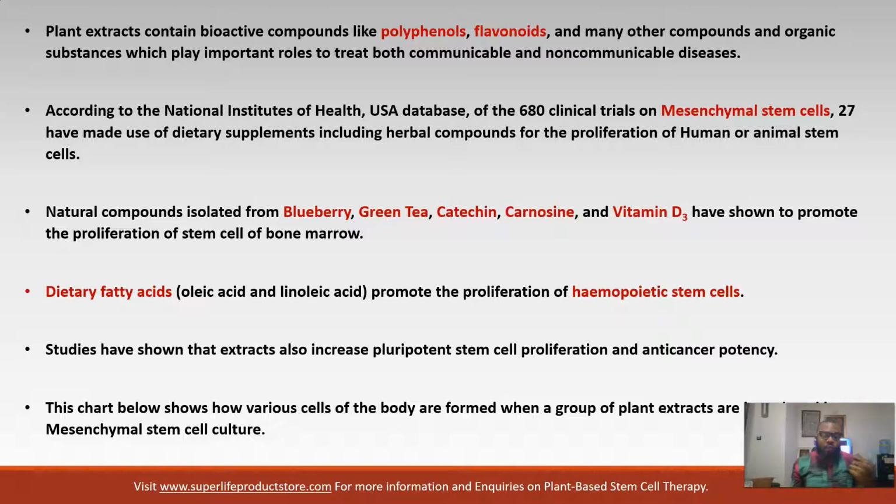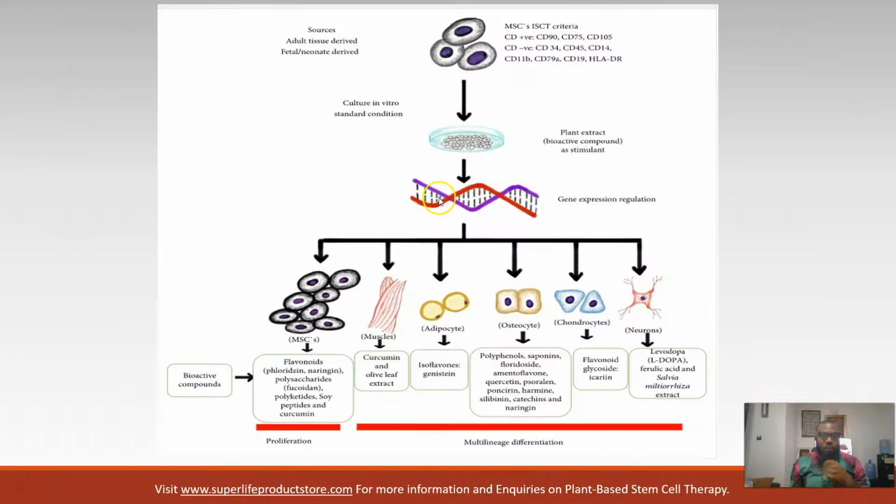So there's a chart below that shows how mesenchymal stem cells, when mixed with different plant extracts, produce different cells of the body. So let me just show you that. So this is a mesenchymal stem cell, as you can see there, those three discs. And this here is a plant. Is this a culture? The culture which contains mesenchymal stem cells and introduction of different biotic compounds as stimulants.